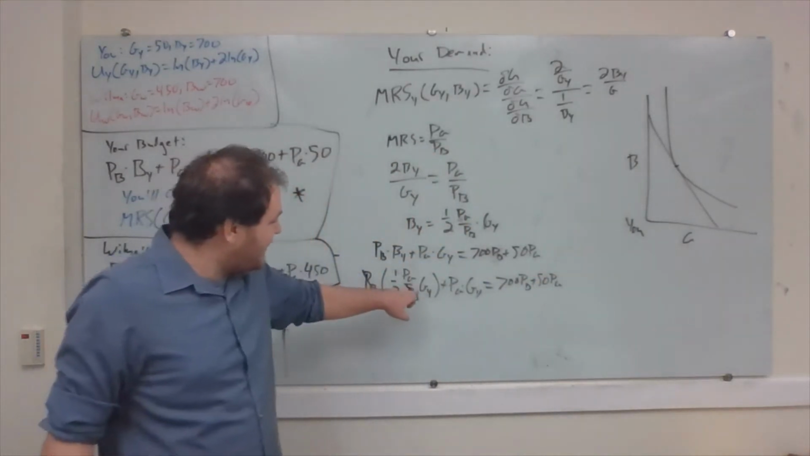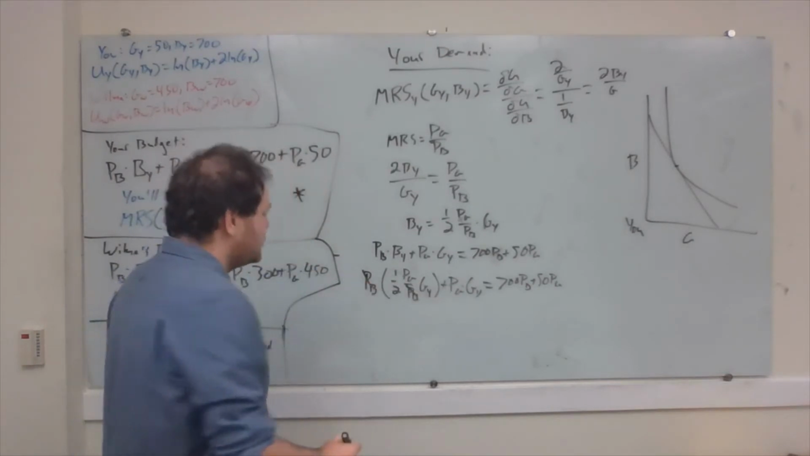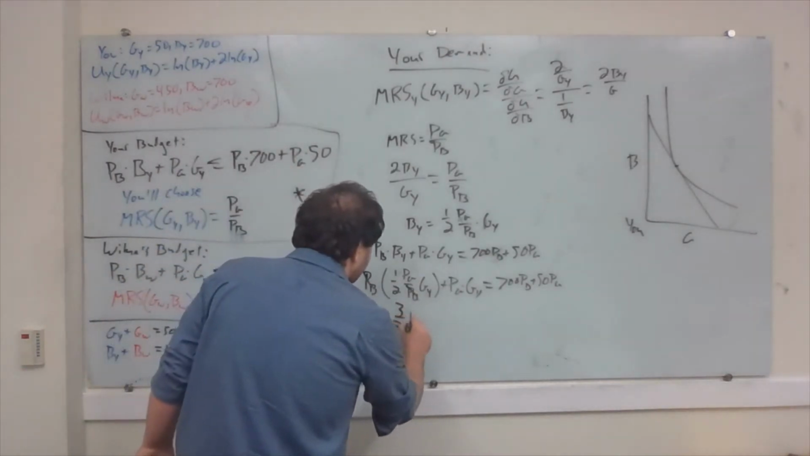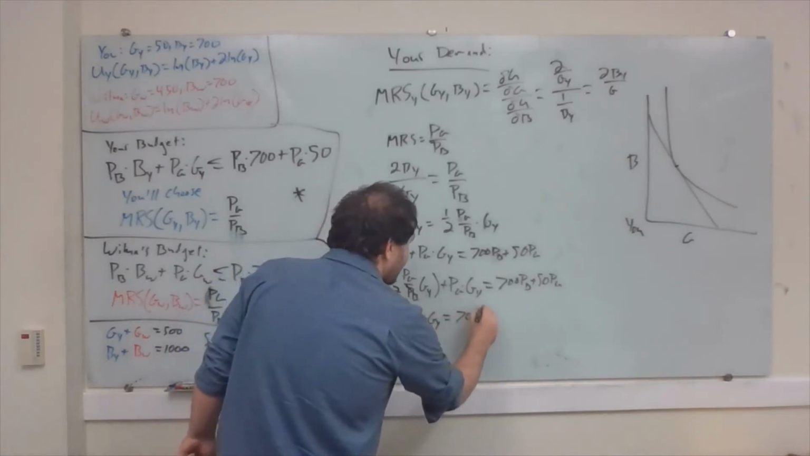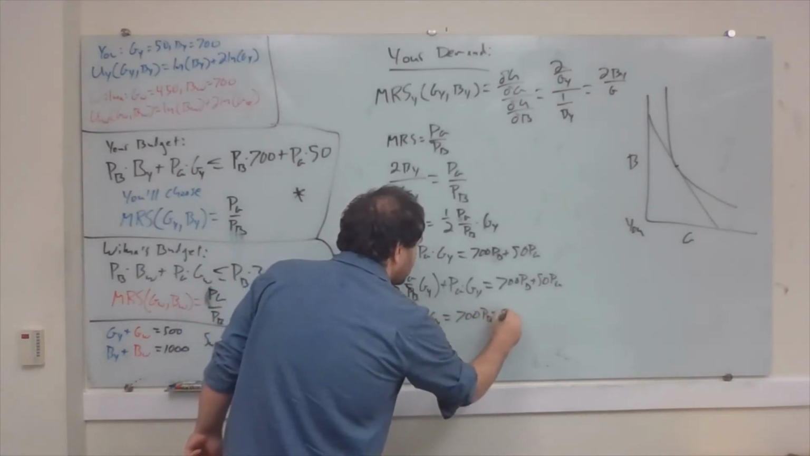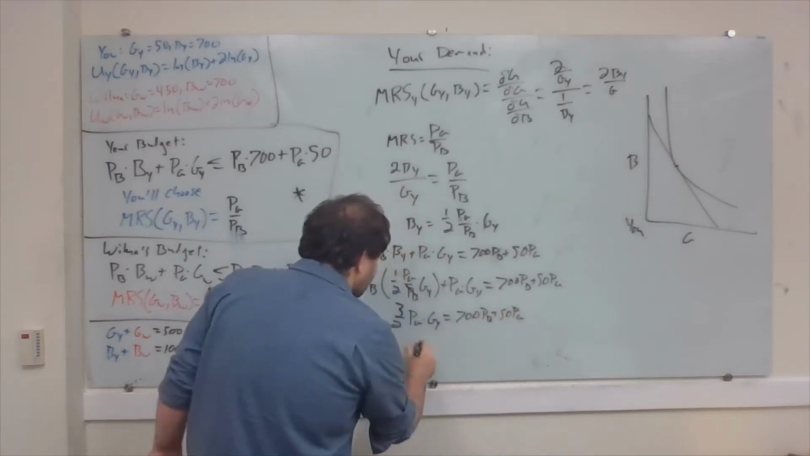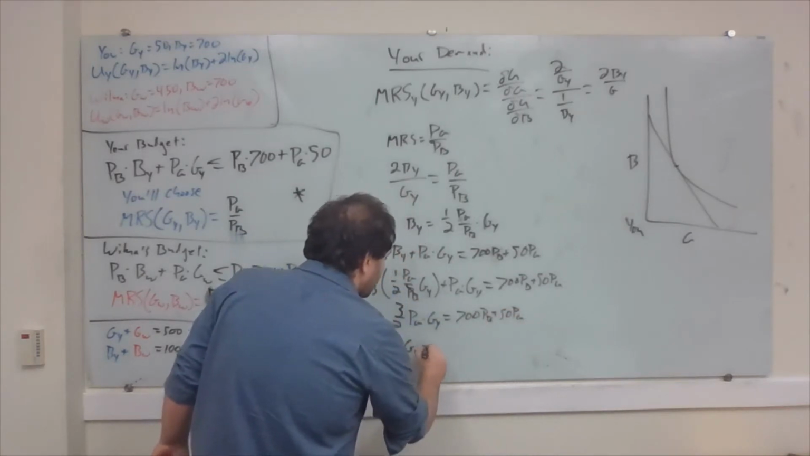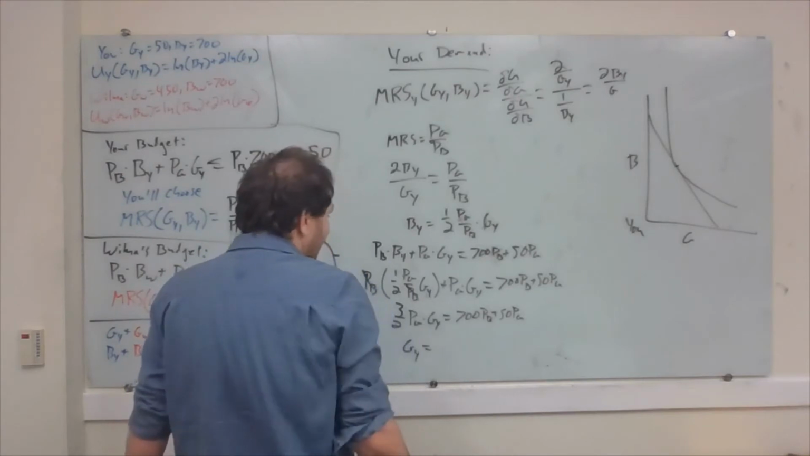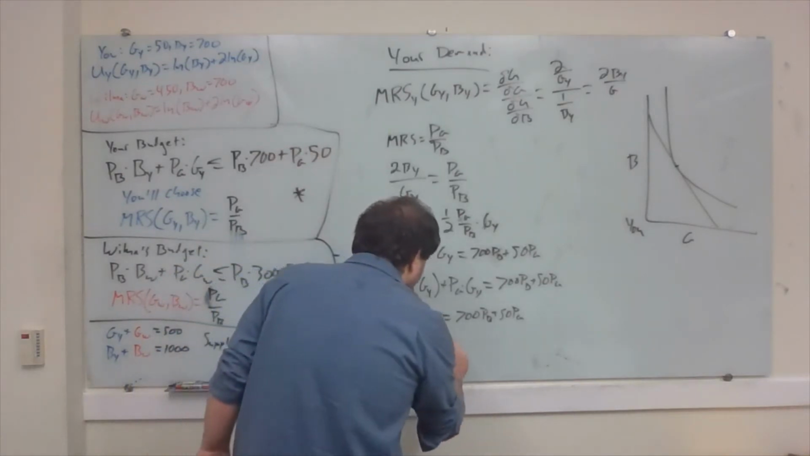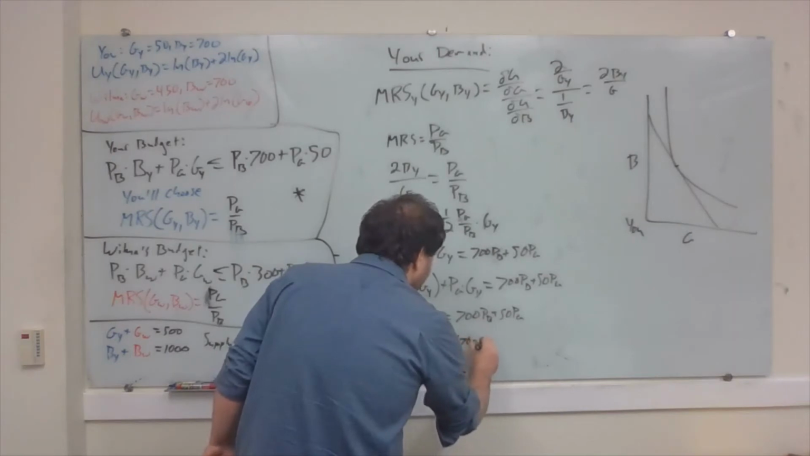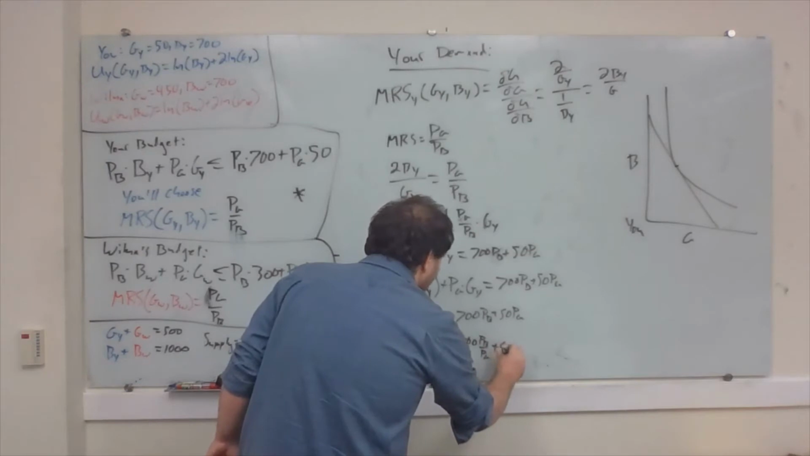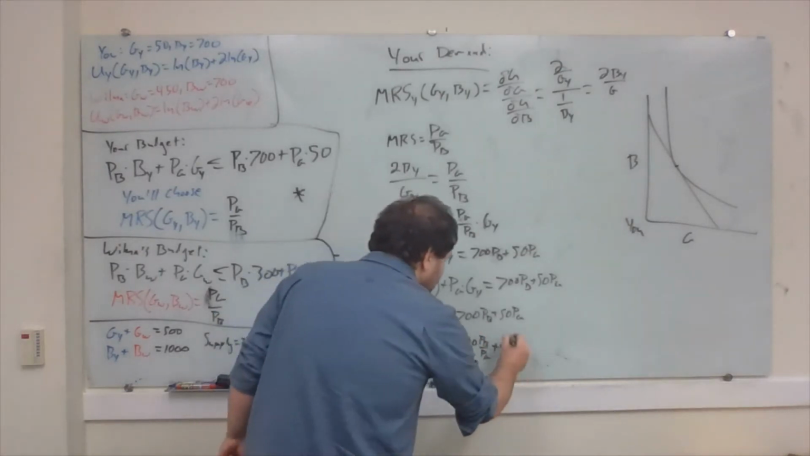So we have 1/2 PG times G plus PG times G. This is 3/2 PG times G equals our income, which is going to tell me that G is going to be this thing divided by 3/2 PG, right? So we'll have 2/3 of 700 times PB over PG plus 50 times PG over PG, which is just 50.